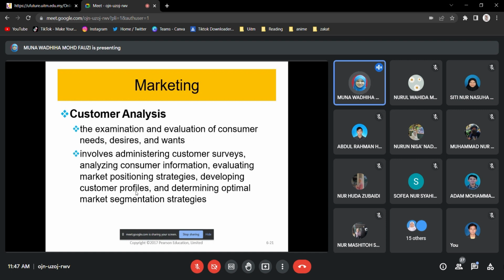So the first thing, the best thing, when we talk about customer analysis, the marketer needs to segment the market. Segment the huge or large market into a smaller market, known as market segmentation. After they segment, the marketer needs to target the market, known as market targeting. Target the market accordingly to the group of the potential customer.